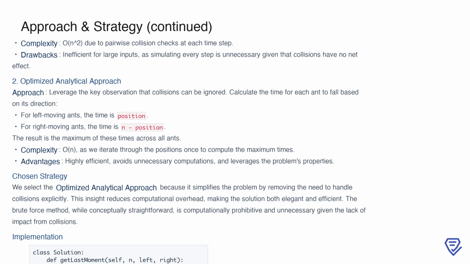The first approach is a brute force simulation. Here, we simulate the movement of ants step by step, updating their positions and explicitly handling collisions. While this method is conceptually straightforward, it is computationally expensive, with a time complexity of n squared, due to the pairwise collision checks at each time step. This makes it impractical for large inputs, especially since handling collisions is unnecessary given their lack of impact on the outcome.